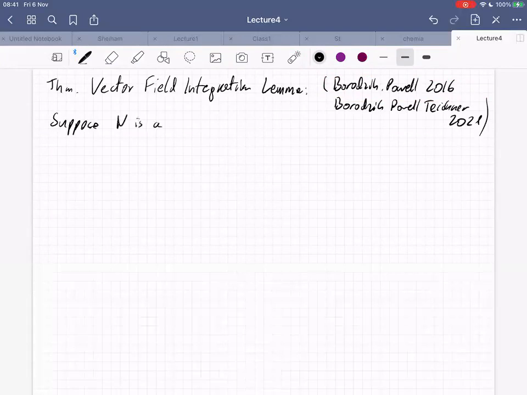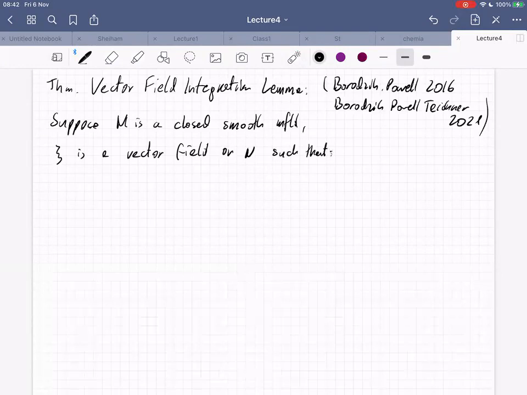So suppose M is a closed smooth manifold, and xi is a vector field on M, of course a smooth vector field, such that, well, first, let me call it condition number one, and I give it a name: local behavior. This is the behavior that xi has near critical points. It has finitely many critical points.